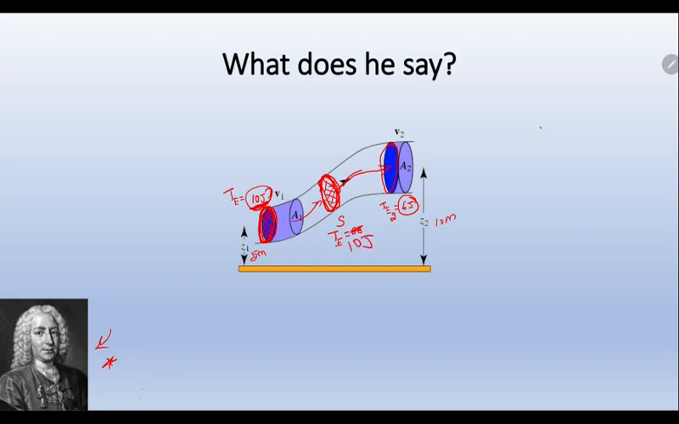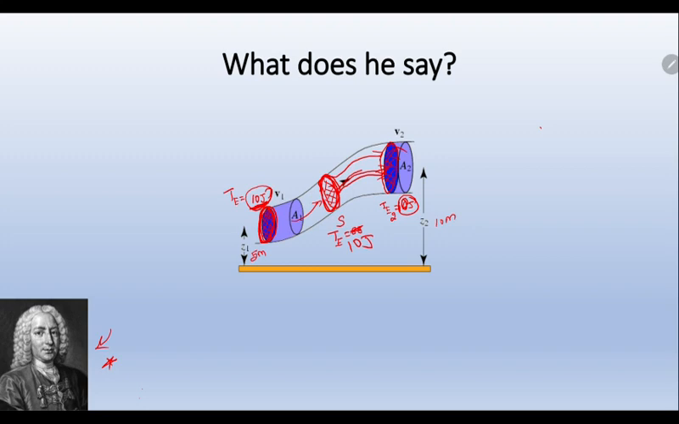Can you believe it? And when the fluid goes all the way up here, even here the total energy is still 10 joules. What is happening? How is this even possible? So, according to what he says, no matter which point in the flow you take, the total energy it has is always the same.